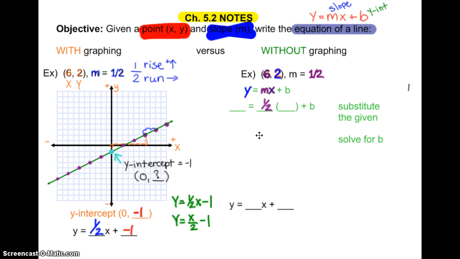So now I have an equation that will read 2 equals 1/2 times 6 plus b. Notice the m and x together mean multiplication. I just used parentheses to show multiplication. If you're wondering what 1/2 of 6 is, because that fraction kind of scares you, just think of it this way. You can type it in as 0.5 times 6 in your calculator, or ask yourself, what is half of 6?